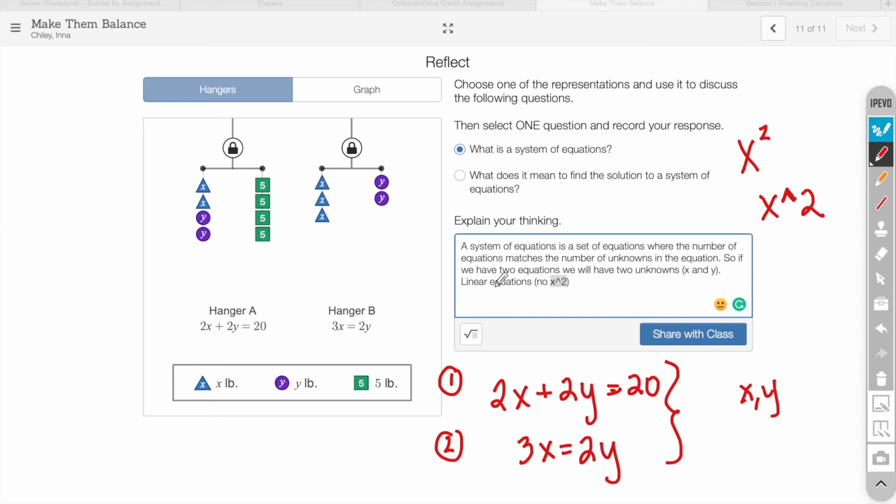So what I mean here when I say no x to the second power is that if you look at the equations, there are no powers for the variables. So x doesn't have a 2 or a 3. It has no power, and y also has no powers. That's what I mean by linear equation. A linear equation just says the equation does not have any variables that have any sort of powers. But like I said, that's kind of beyond this class, so don't worry about that too much.